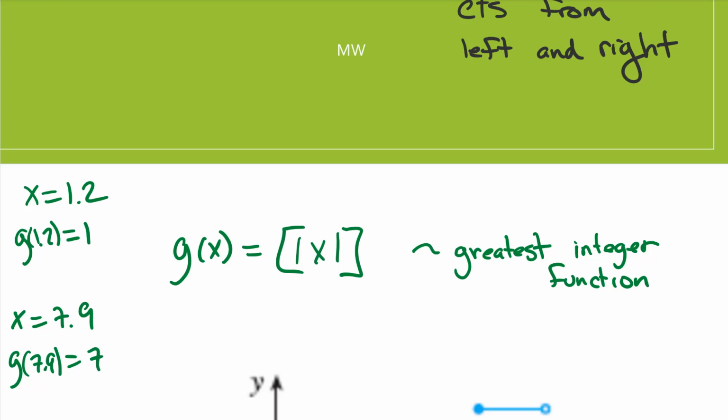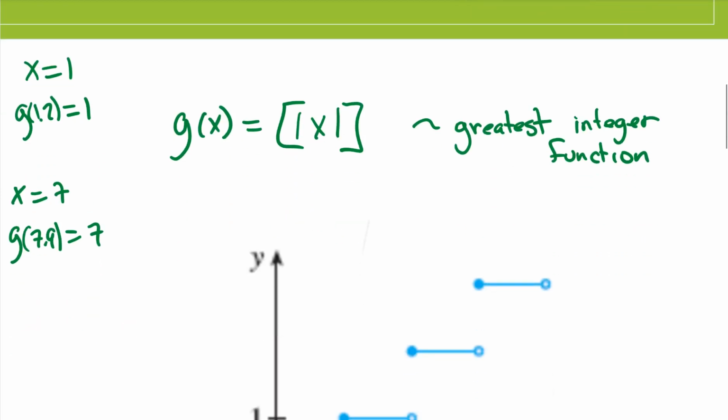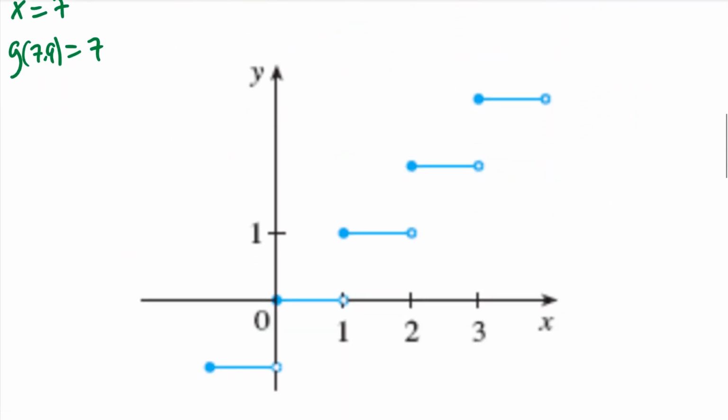There's the greatest integer function. Just get rid of the fraction. It's not rounding. It's just get rid of the decimal and go down to the greatest integer. And here is how it's graphed. It's a step function.